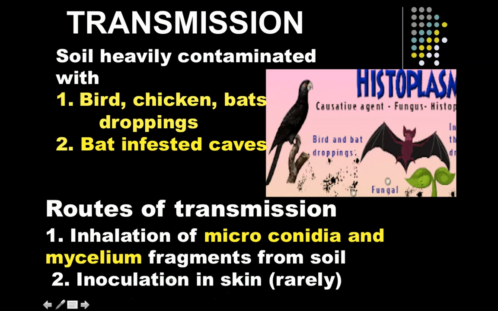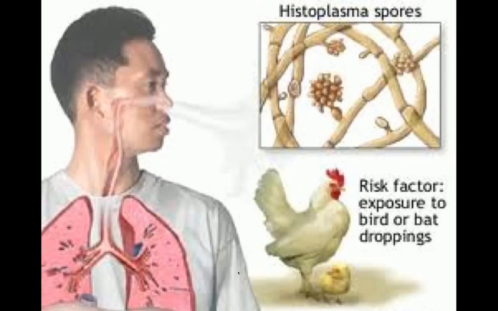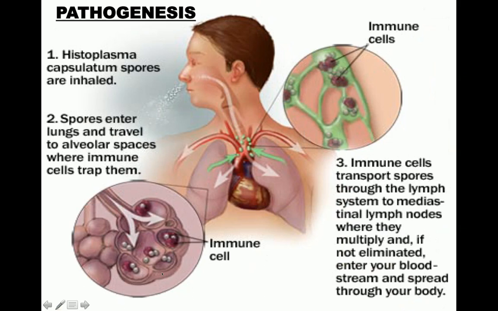At times, there may be inoculation of the spores in the skin, and then a cutaneous lesion can result. This picture is showing you the high risk factors, which are exposure to droppings of bats or birds. Once these spores are inhaled by the individual, they go and settle down in the alveolar spaces in the lung and result in disease production.